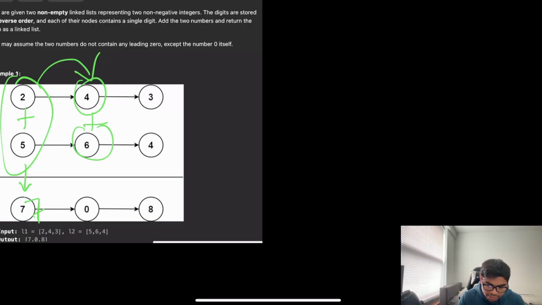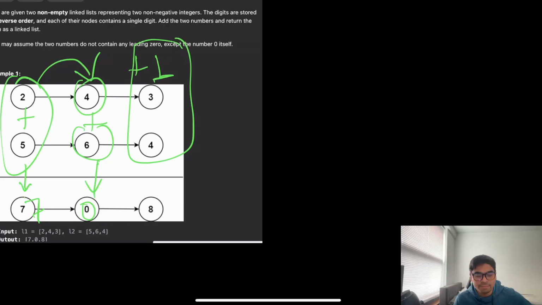Then we're going to add these two. We get 4 plus 6 is 10, but then we only put 0 here, and the carryover is passed on to our next two values. And this is where we're going to add the carryover. So 4, 3, 7, and then 8 over here.